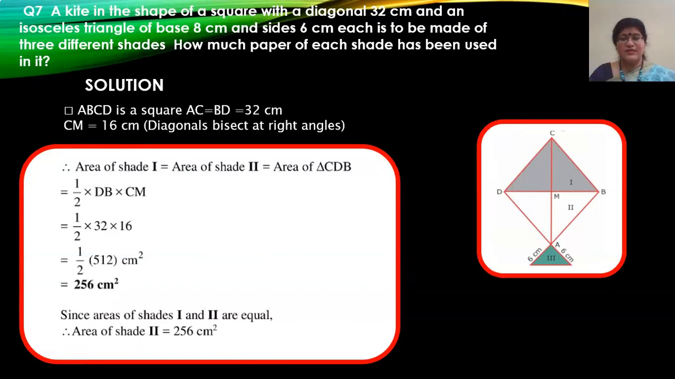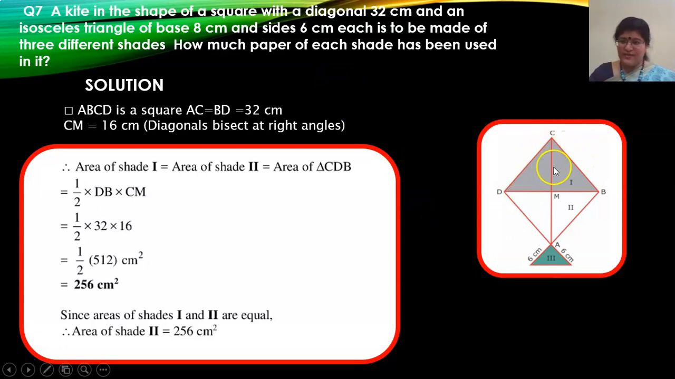Question number 7. This is quite an important question from this exercise. A kite in the shape of a square with diagonal 32 centimeter and an isosceles triangle at the base 8 centimeter and side 6 centimeter is to be made of 3 different shades. How much paper of each shade has been used in it? Now, which are the 3 different shades here?